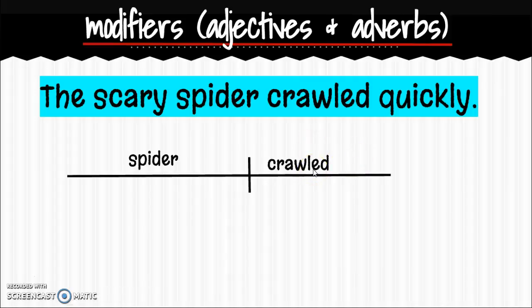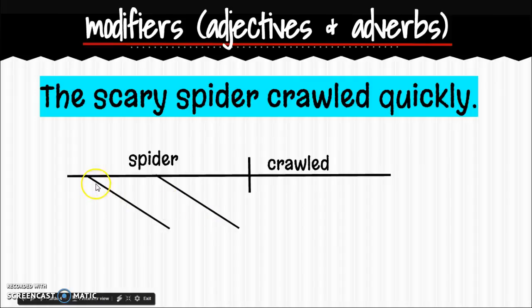The spider crawled. Now I can see I've got 3 words left in there. So the and scary are in front of spider. They describe the spider. I have 2 adjectives, so I'm going to draw 2 diagonal lines under here. The first adjective is the. Notice it's the first word in the sentence, so I have to capitalize it. And then another word that describes the spider is scary. Okay, and that goes on the second line.